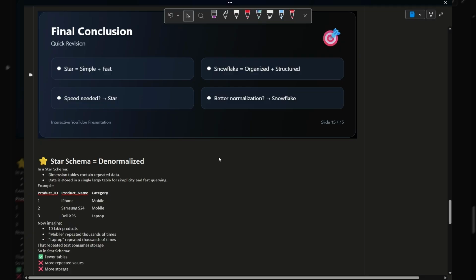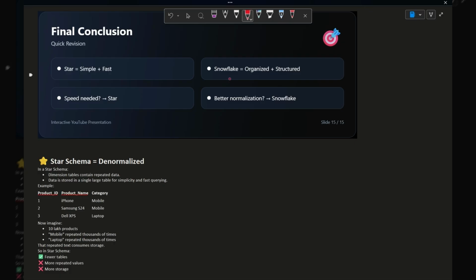So to conclude, star is simple but fast. Snowflake is organized and structured. If we need speed, we should go with the star, and if we want more normalization, then we should go for Snowflake. So this brings this session to the last question which I mentioned earlier: why, even after having more tables, does the Snowflake schema use less storage, whereas the star schema requires more storage?